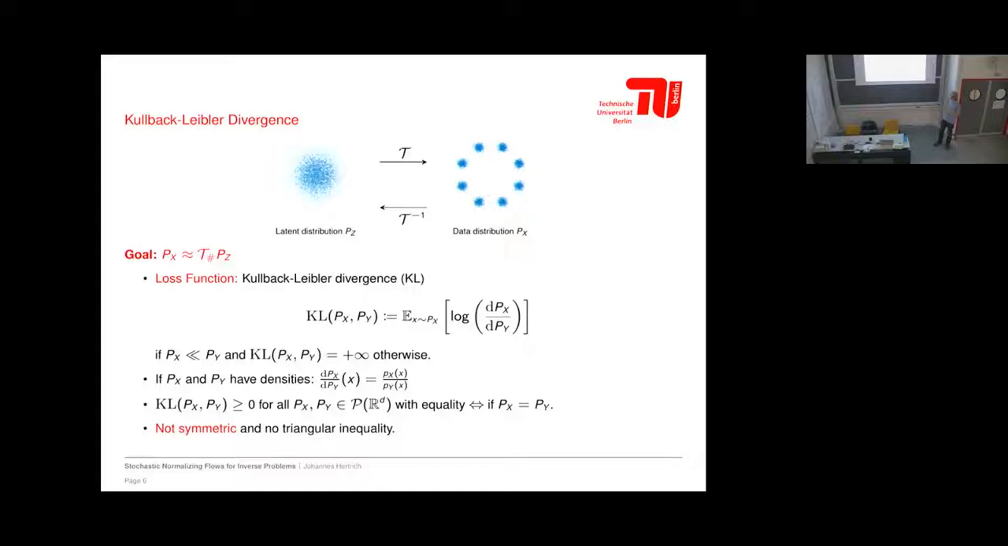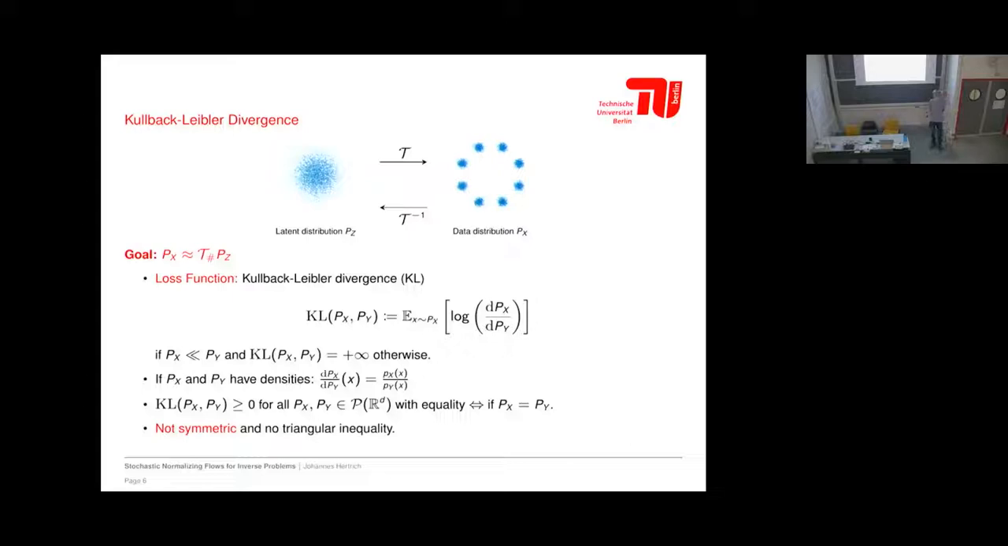The Kullback-Leibler divergence of two measures, Px and Py, is given by the expectation over the first measure Px of the logarithmic Radon-Nikodym derivative, provided that this Radon-Nikodym derivative exists. If our measures Px and Py have probability density functions, this Radon-Nikodym derivative is just the quotient of these two probability density functions. The Kullback-Leibler divergence has some nice properties. In particular, it is zero if the two probability distributions are equal, and otherwise it is always greater than zero. But it is not a distance, so we don't have a triangle inequality, and it is also not symmetric.